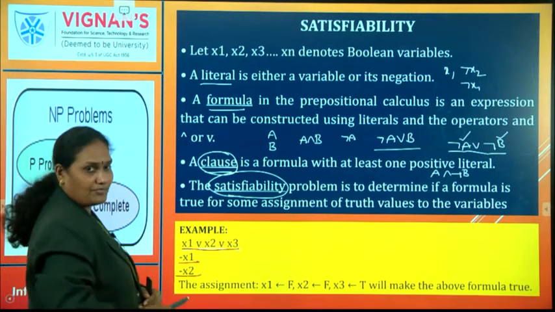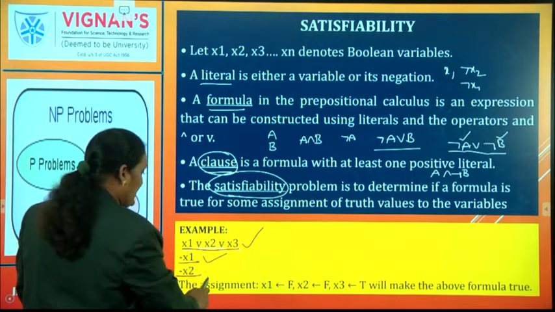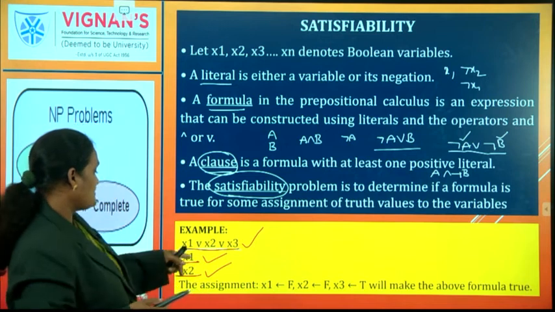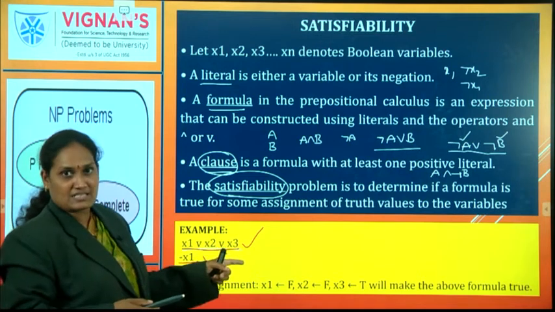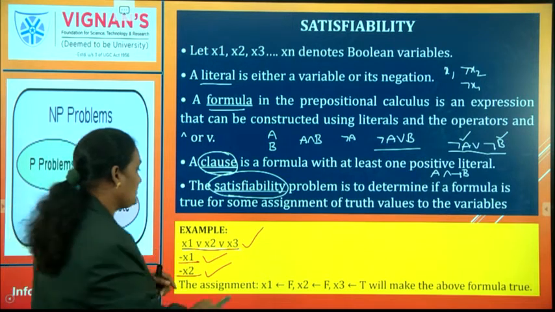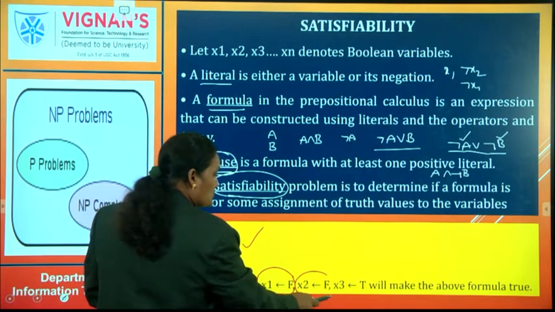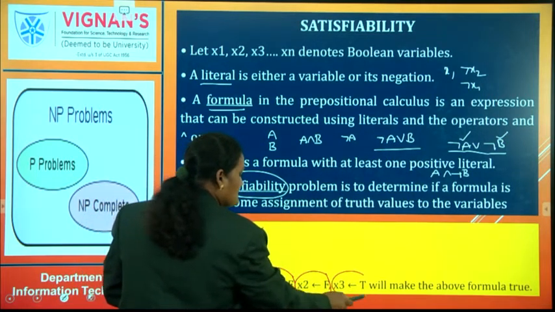I am taking another formula, negation x2. This is one formula, this is another formula, and this is another formula. Here I am saying that all these formulas are satisfiable. Now how can I say all these formulas are satisfiable for the given truth values? Here I given the truth values as x1 is false, x2 is false, and x3 is true.